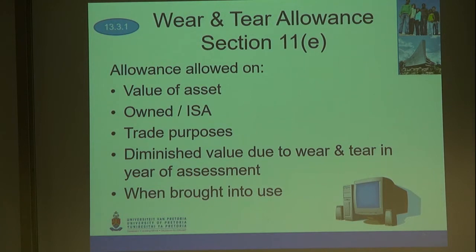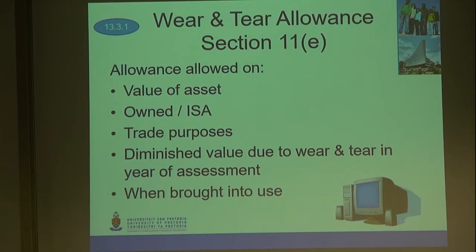So 11E is quite nice in that regard, because if I have inherited an asset, or if someone has donated an asset to me and I'm using it in my trade, remember trade is always important because if I'm not trading, there's no deductions. But if I'm using that asset in my trade, I will be able to get a deduction under 11E. So that is the first thing that is different for 11E.